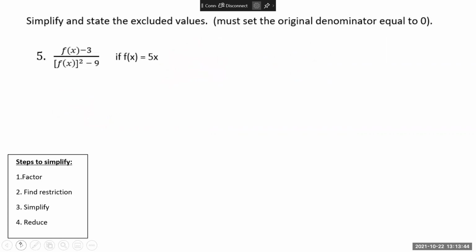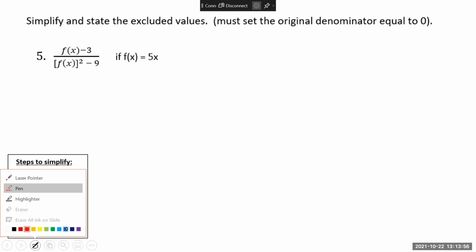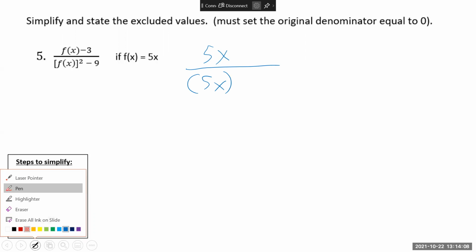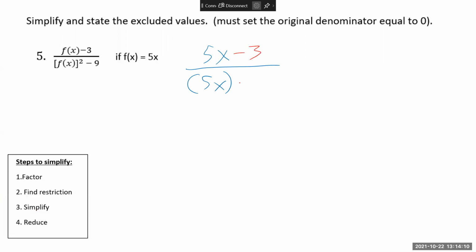This one, okay, we have to put this one together. They didn't start it for us. So they say f of x minus 3 divided by f of x squared minus 9. So right here, I'm looking at f of x. F of x is 5x. So they're telling me 5x minus 3 over 5x squared minus 9. So 5x minus 3, 5x squared minus 9. The bottom part, yes. Not quite.